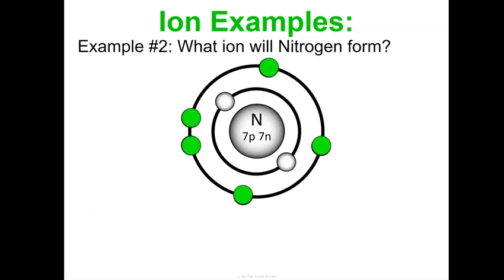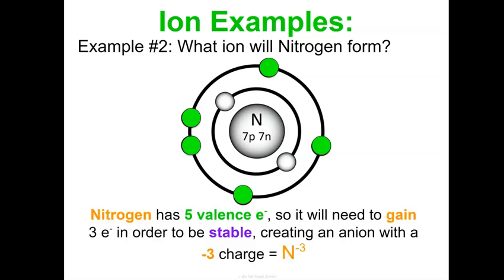Okay, what about nitrogen? Give up 5 or take on 3? It's going to be easier for it to take on 3. It might seem like more work, but it's actually less energy because it wants the electrons. Remember how we talked about how the atoms on the right-hand side of the periodic table want the electrons more? Well, it wants the electrons because that balances out its energy.